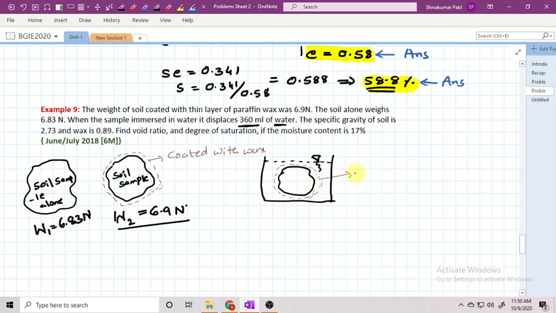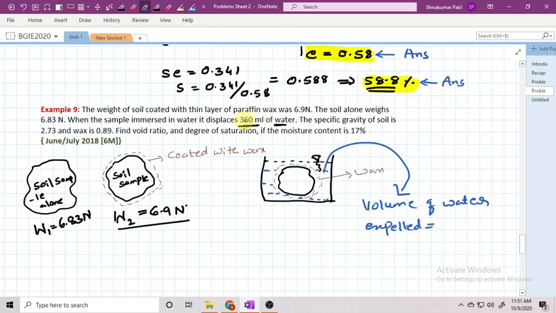This is again the wax-coated sample immersed in the water. So this is all water. Once you immerse this soil sample, how much volume of water is expelled? The volume of water expelled is equal to 360 ml.